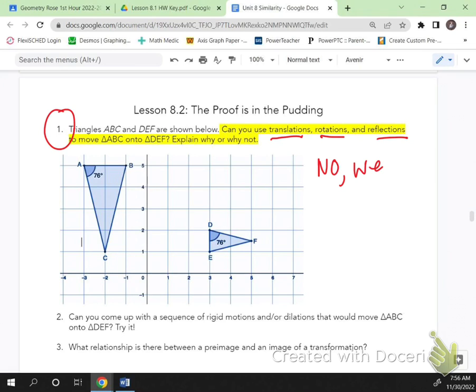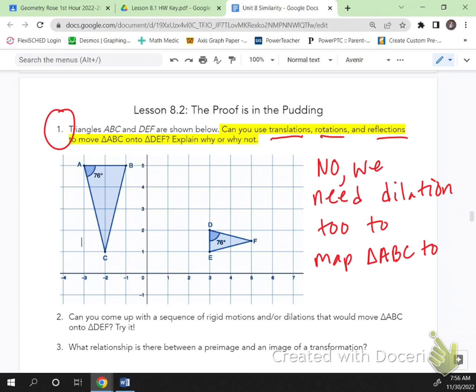No, we need a dilation too. Okay, so we need a dilation. Number 2 is asking us, can you come up with a sequence, meaning a series of steps of a translation, rotation, reflection with a dilation that would move ABC onto DEF? What do you think now?